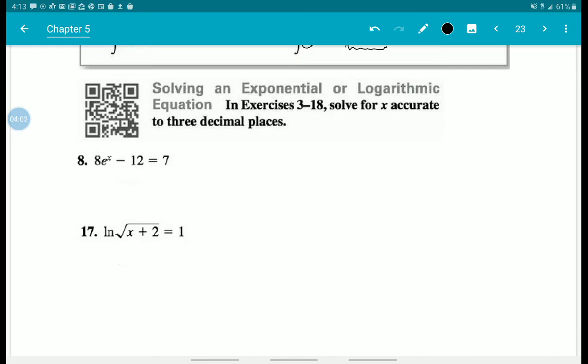So let's look at number 8. Let's say we want to solve this equation for x. Our first step would be to try to isolate this term. So we can add 12 to both sides. And when we do, and I'm going to write this over here, we're going to have 8e to the x is equal to 19. So we can divide both sides by 8. And then to get this x down, we would take the logarithm of both sides. Now I'm going to use the natural log.